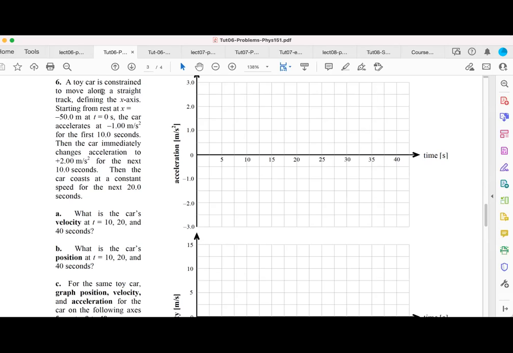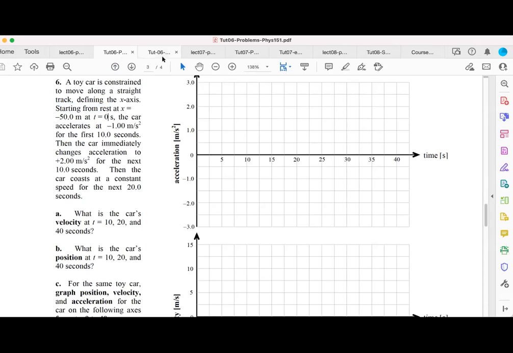So this one is tutorial 6, problem number 6. It says a toy car is constrained to move along a straight line track, defining the x-axis. This car is starting from rest. What does it mean, starting from rest? This is already very important information about this problem. Starting from rest means that the car has initial velocity equal to 0.